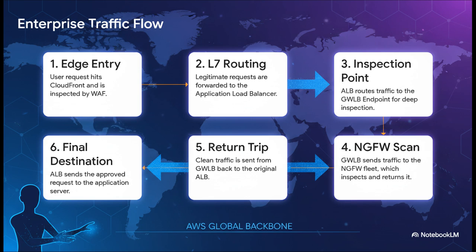This is the key step. The GWLB transparently sends that traffic to our firewall fleet for deep packet inspection. Only after that firewall gives it the all clear does the traffic return to the ALB to finally get sent to your application. Notice that at no point is traffic just trusted. It's inspected, then inspected again. That right there is zero trust in action.